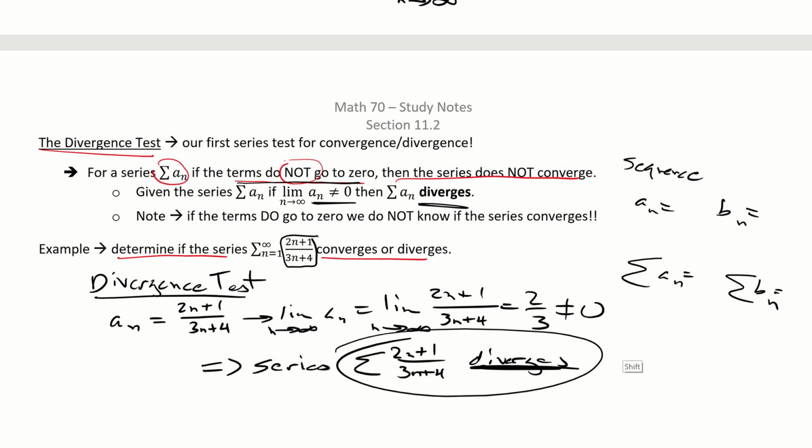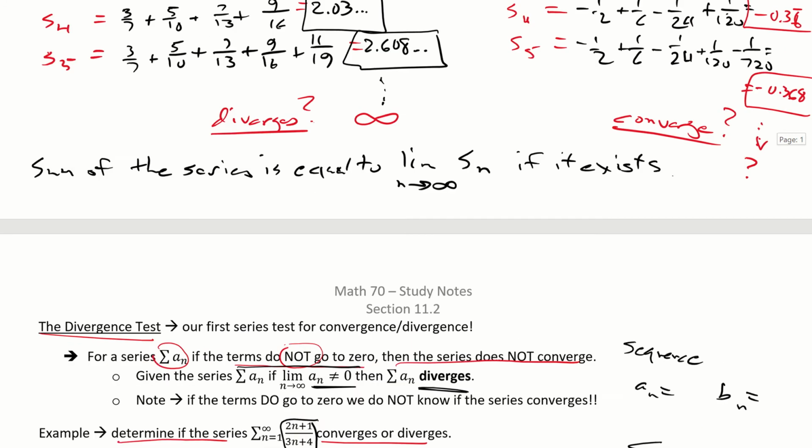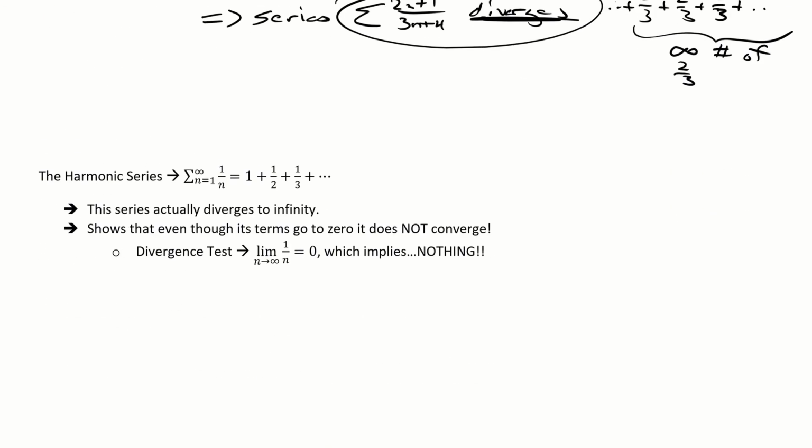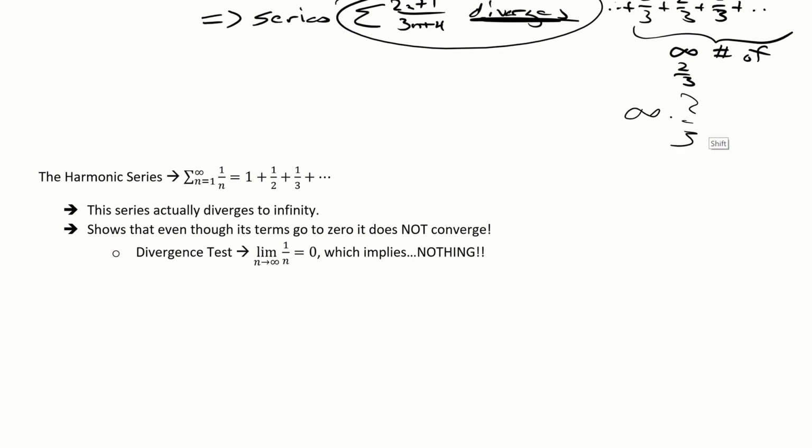Here's the story. If you are adding numbers that eventually look like roughly 2/3 and roughly 2/3, and you have an infinite number of 2/3, that means you're really going infinity times 2/3. I don't care, it's infinity. This sum goes off to Never Never Land.